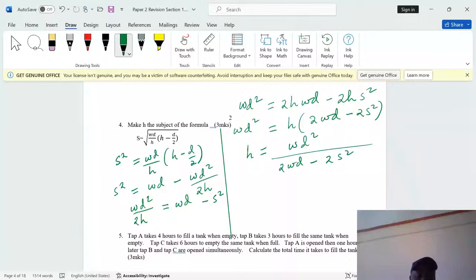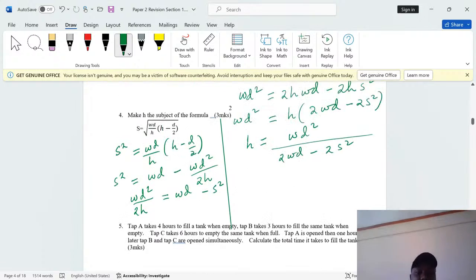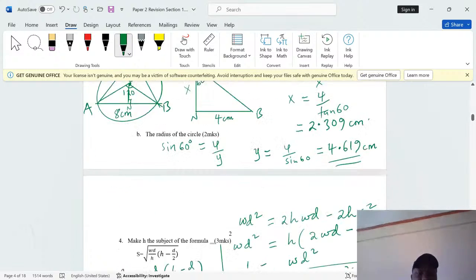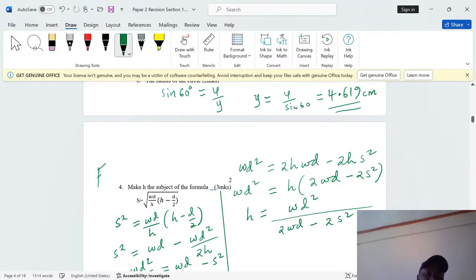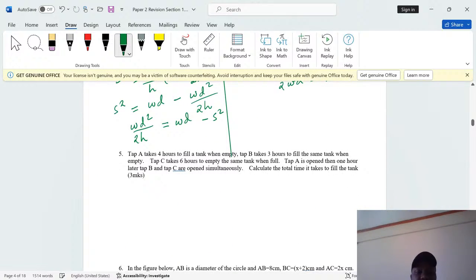Let us continue following. We have a number 5 here, which is on rates of work. Formula and variations is also Form 3. Let us not forget that analysis. We are having a number 5. Tap A takes 4 hours to fill a tank when empty. Therefore, this is again Form 3: rates of work and proportions.